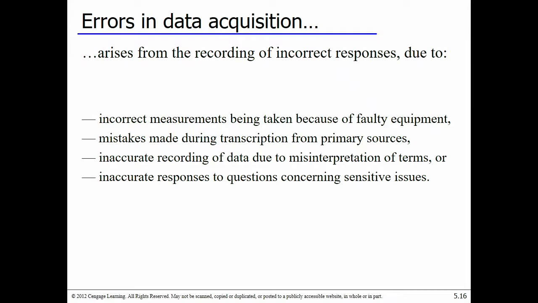If I'm asking you something and you don't understand the question, you might not give me a good answer. That's errors in data acquisition. And finally, if I ask you something personal, even if it's anonymous, you may lie about it. A lot of times there are surveys about personal things and people fool themselves and lie about it. So, inaccurate responses due to questions concerning sensitive issues. All these are what we call errors in data acquisition. They're a problem with the process. Sampling more does not reduce this type of error.